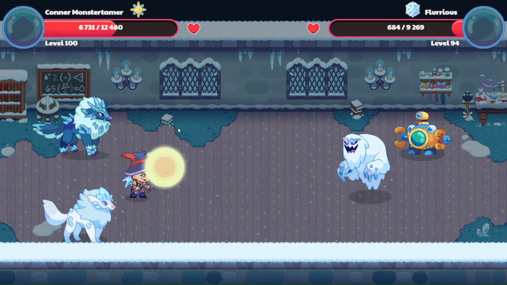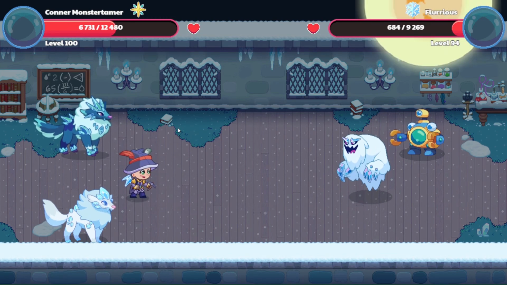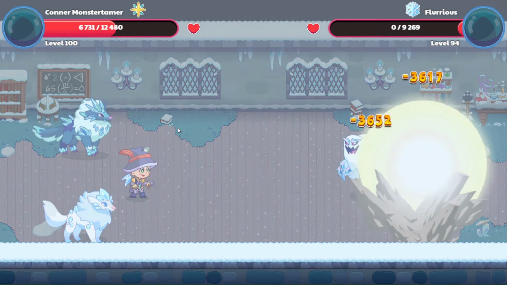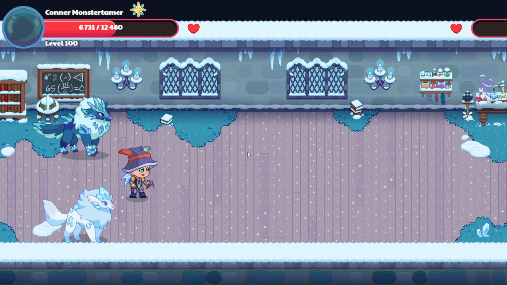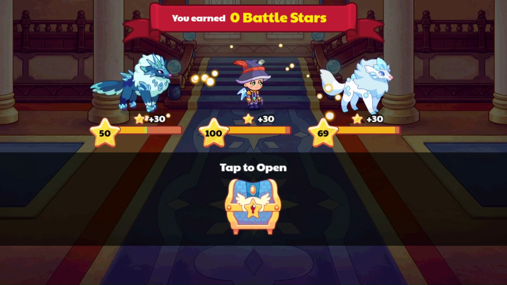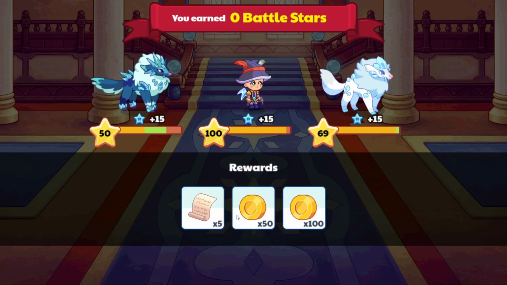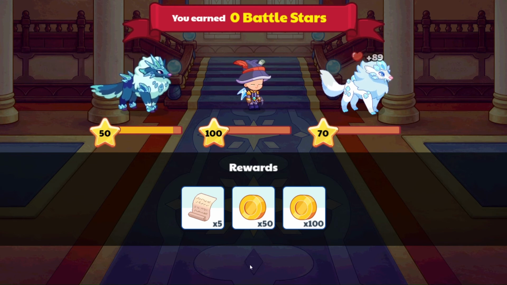Alright, up we go, and then down we're going to come. And that is it. Alright, we won. Level 70, way to go. Woot woot.